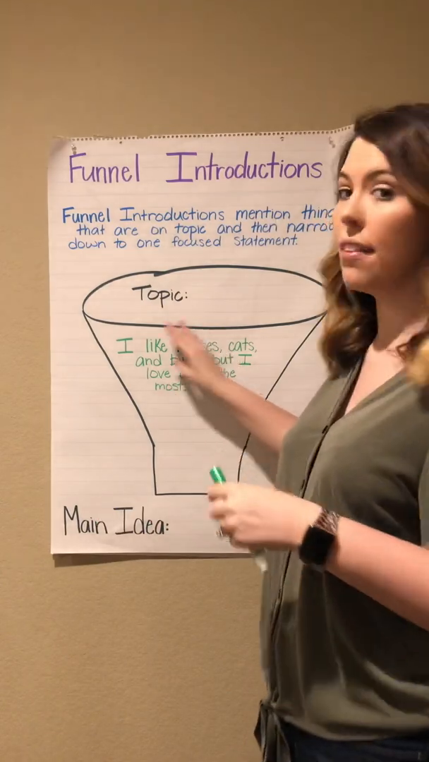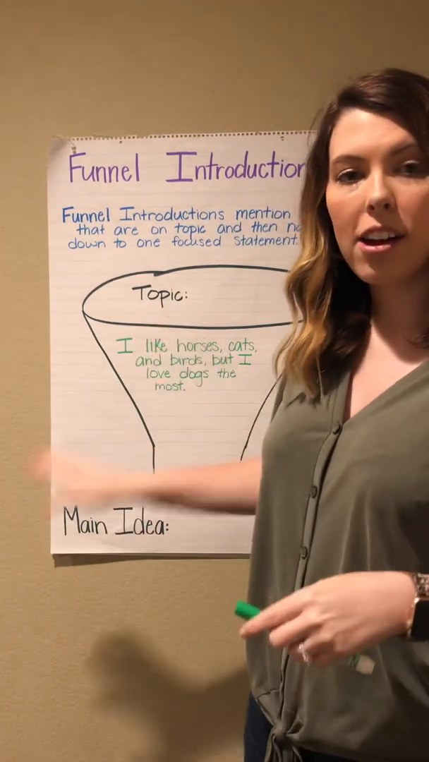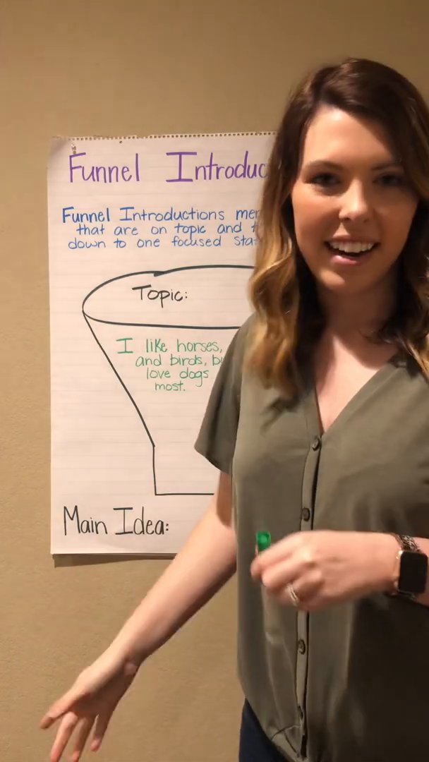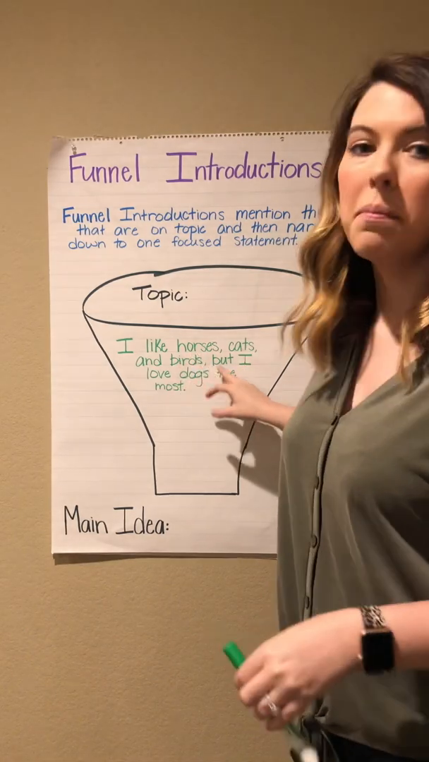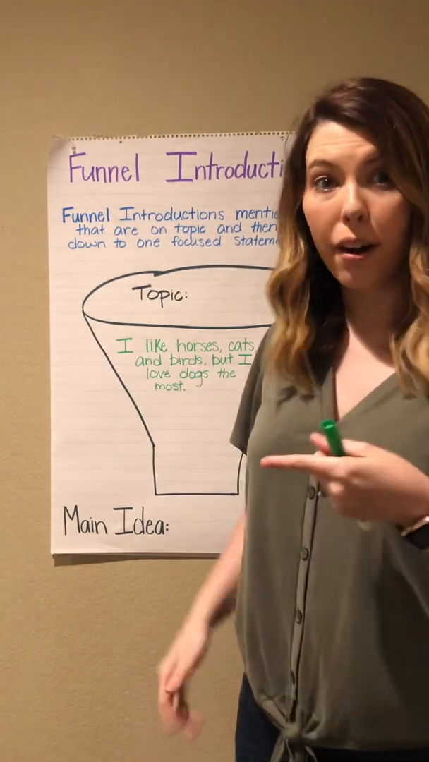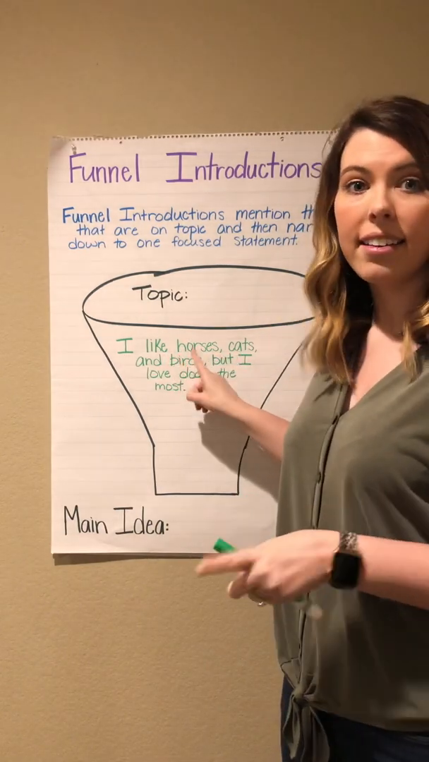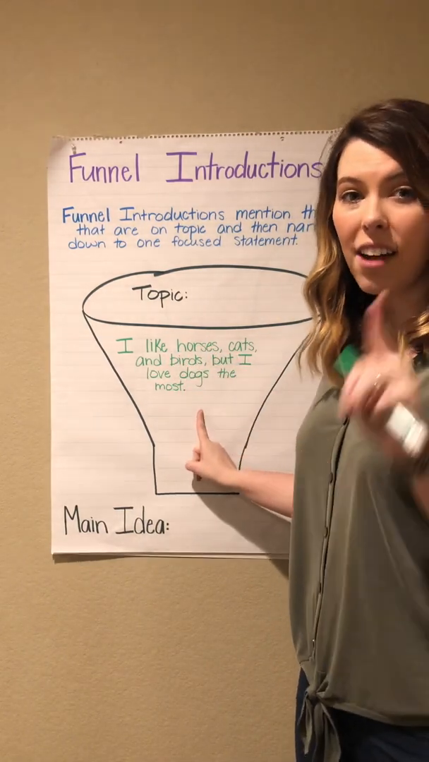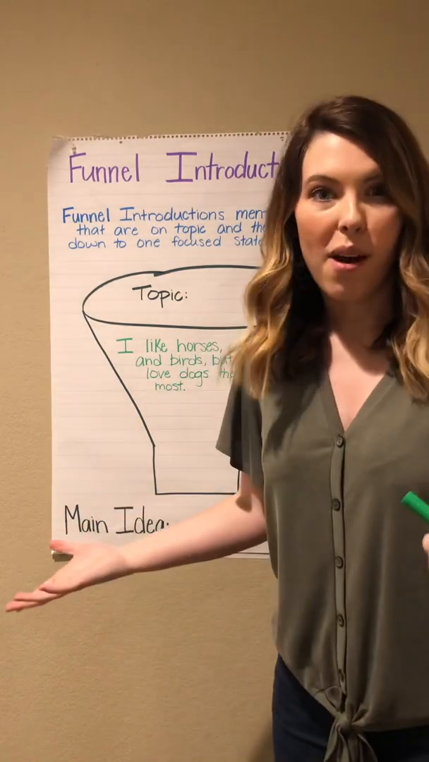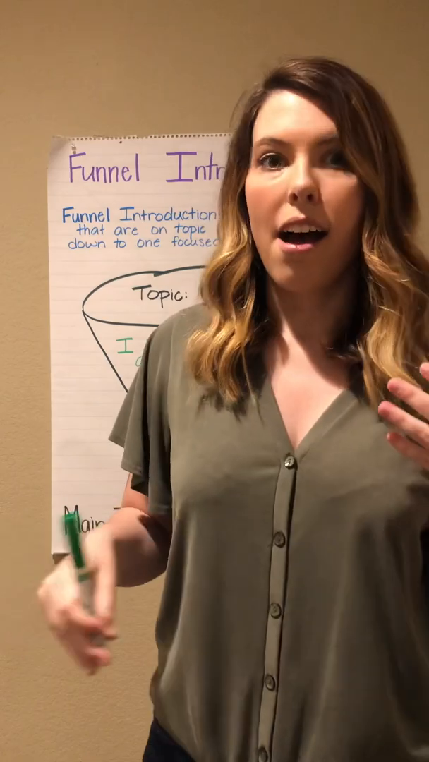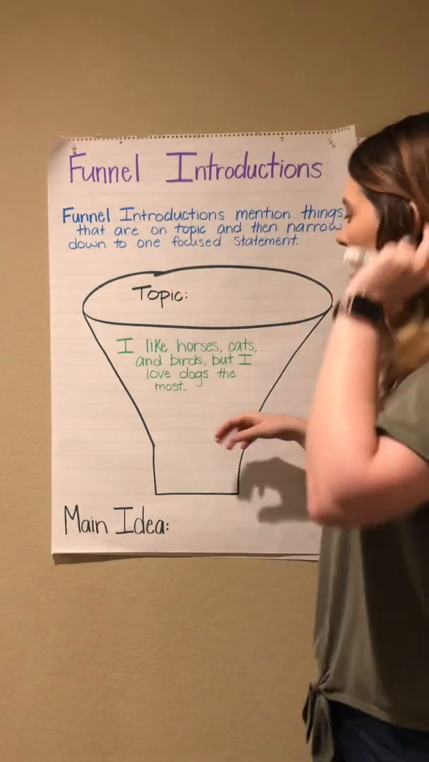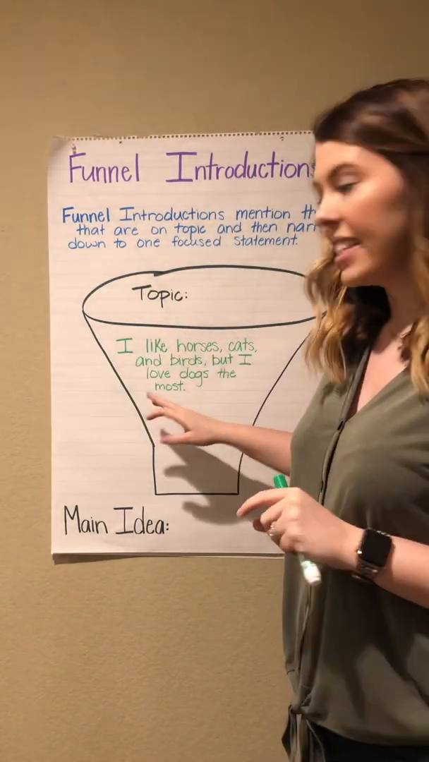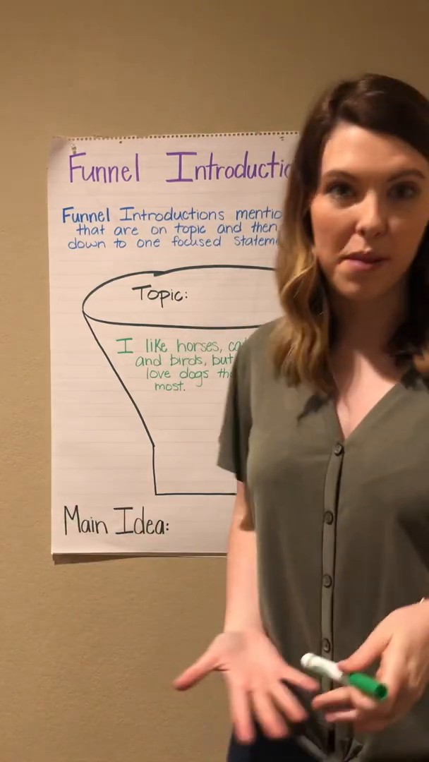Okay, so we're going to look at a funnel introduction. We're gonna see what topic it is on, and the main idea for it. Our funnel sentence says, I like horses, cats, and birds, but I love dogs the most. Remember, they started with 3 things they like, horses, cats, and birds, and they narrowed it down to the one thing they love, or love the most. You can word it however you want. But I love the most, my favorite is, however you want to narrow it down, okay?